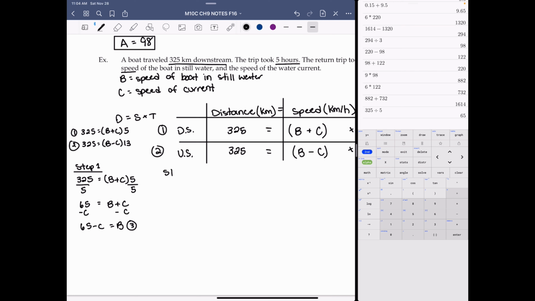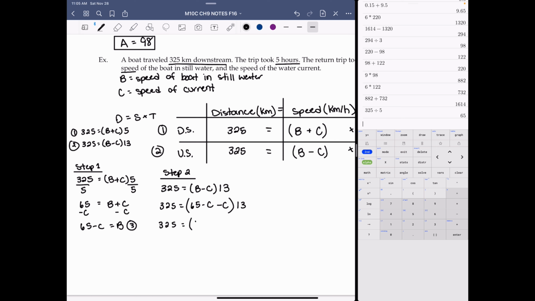Step 2, now that we've isolated one variable in one equation, we want to sub the information back into our other equation. So we did not use equation number 2, we're going to use that one. 325 equals (B minus C) times 13. We're going to sub in 65 minus C for the B value. 325 equals (B is now being replaced by 65 minus C, and then we have minus C again) times 13.